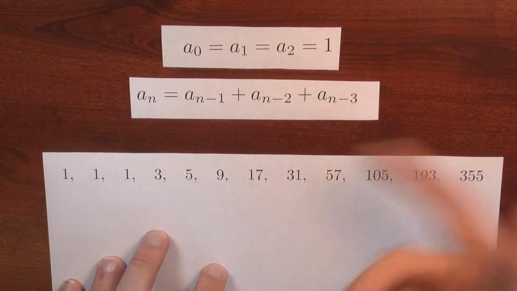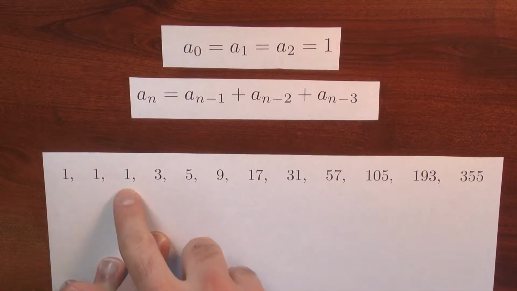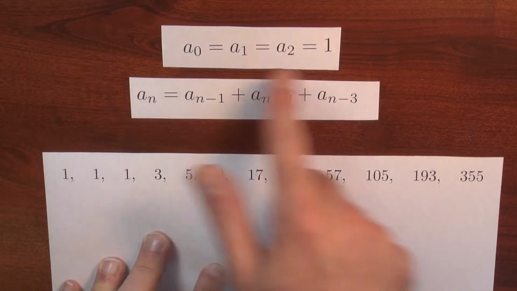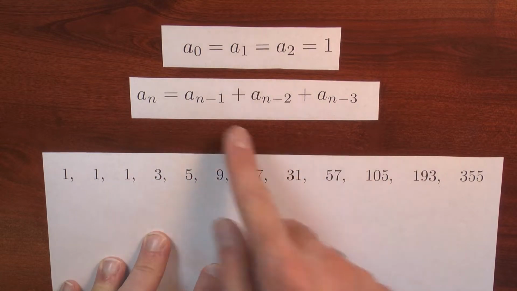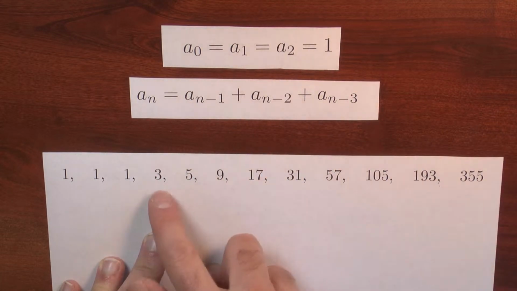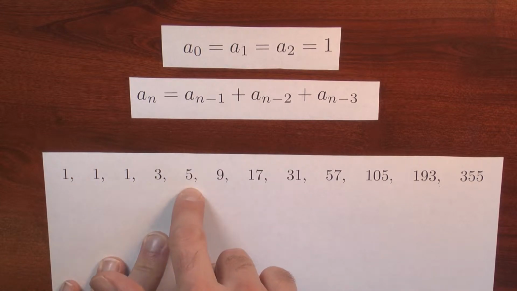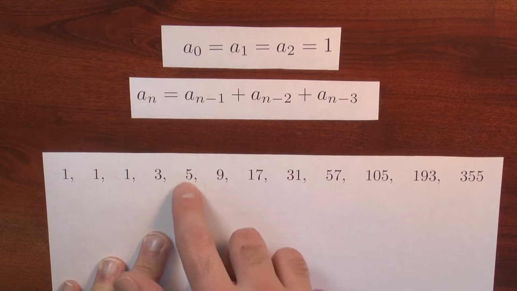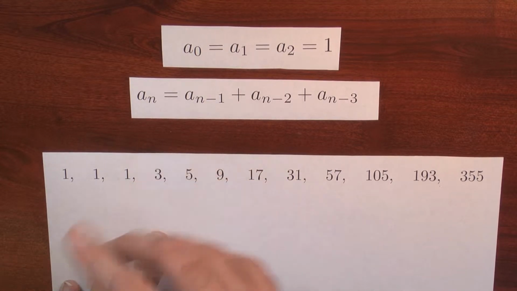Let's see some terms. Well, here are some terms in this sequence. The first three terms are all 1: 1, 1, 1. A sub 0, a sub 1, a sub 2. Each subsequent term is computed using this recursive formula. What this formula tells me to do is to add up the previous three terms. So this 3 is coming from 1 plus 1 plus 1. This 5 is coming from 3 plus 1 plus 1. This 9 is coming from 5 plus 3 plus 1. This 17 is coming from 9 plus 5 plus 3, and so on.